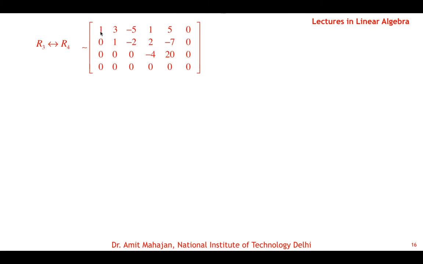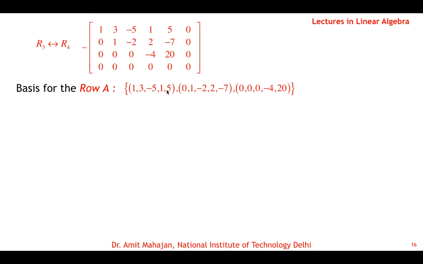The pivot positions are at 1 1, 2 2, and the third row, fourth column, so the 3 4 position. Clearly there are three pivot columns and two free variables. The basis of row space A are the non-zero rows of the equivalent matrix. So this is the equivalent matrix, and the first row, second row, and third row become the basis for row space A. How many vectors are there? Three vectors, since each row is a vector here. So the dimension of row space A is 3.